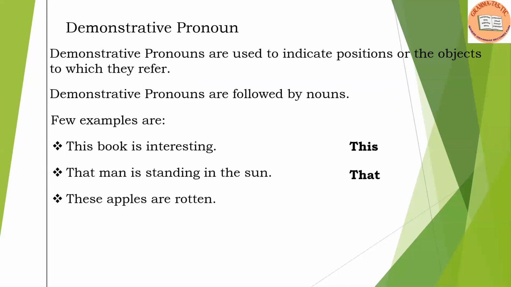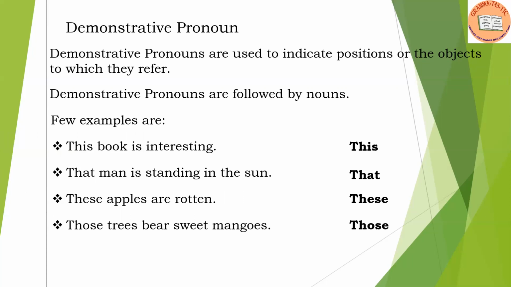These apples are rotten. These is again used as a demonstrative pronoun. Those trees bear sweet mangoes. Those is used to indicate position. All such people should be avoided. All such again is a demonstrative pronoun.